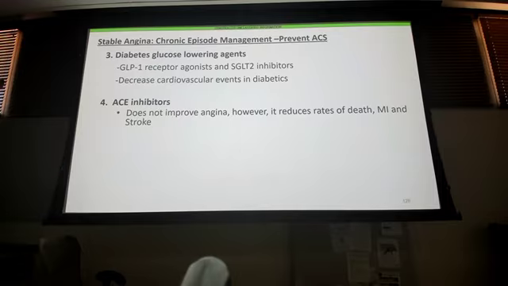For your diabetics, put them on a GLP-1 or SGLT2 inhibitor. Those have been shown to improve cardiac mortality in these types of patients. And then even ACE inhibitors, because it can, one, control blood pressure and reduce afterload, but they do have a mortality benefit associated with them as well.